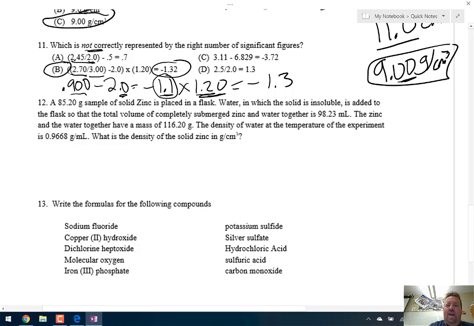Okay, and then letter C, you're just subtracting. This has 2 after the decimal point. This has 3. So my answer can only have 2. So C is correct. And then D, division, 2 significant figures, 2 significant figures. My answer has 2, so I'm fine.